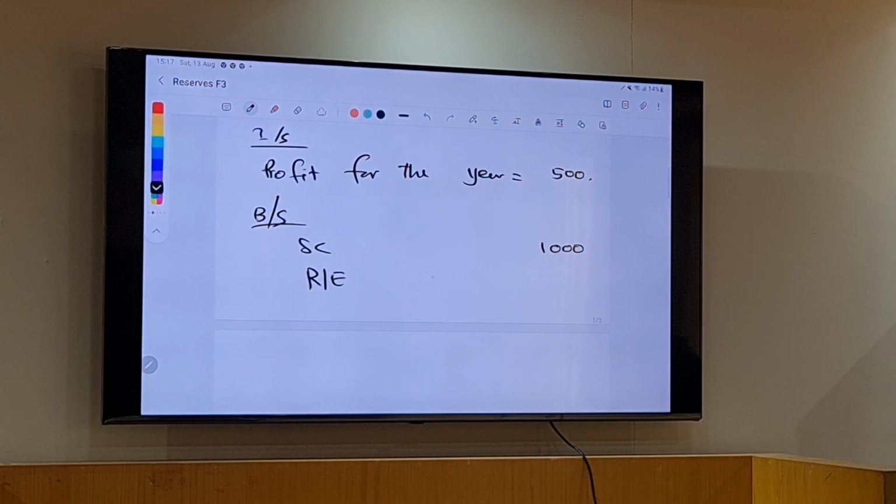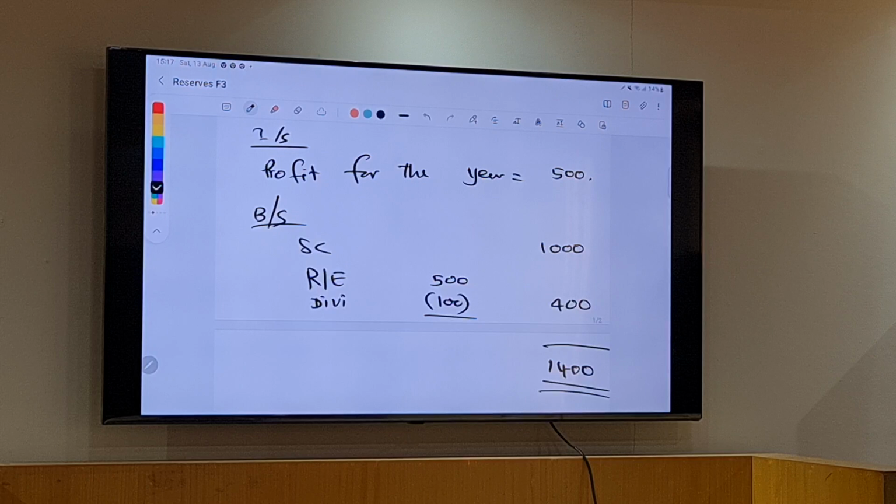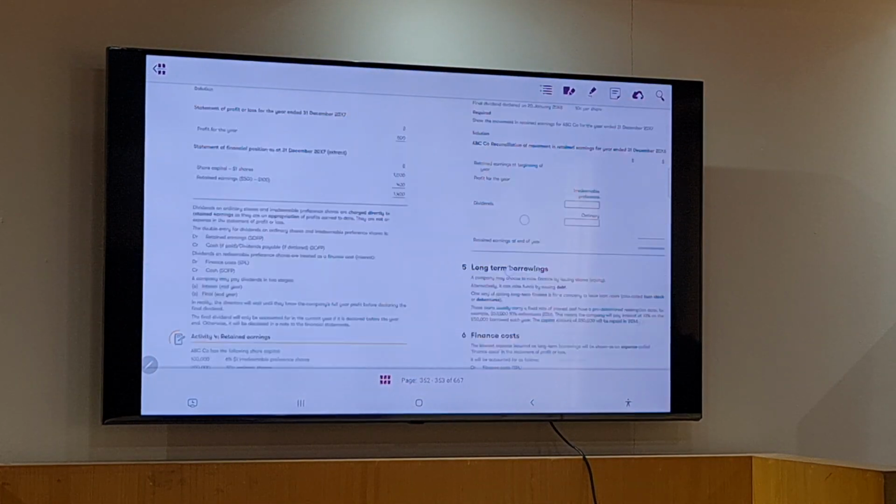So 500 is the profit that they made. However, they paid a dividend of how much? 100. So the total is 1400. Is that clear?